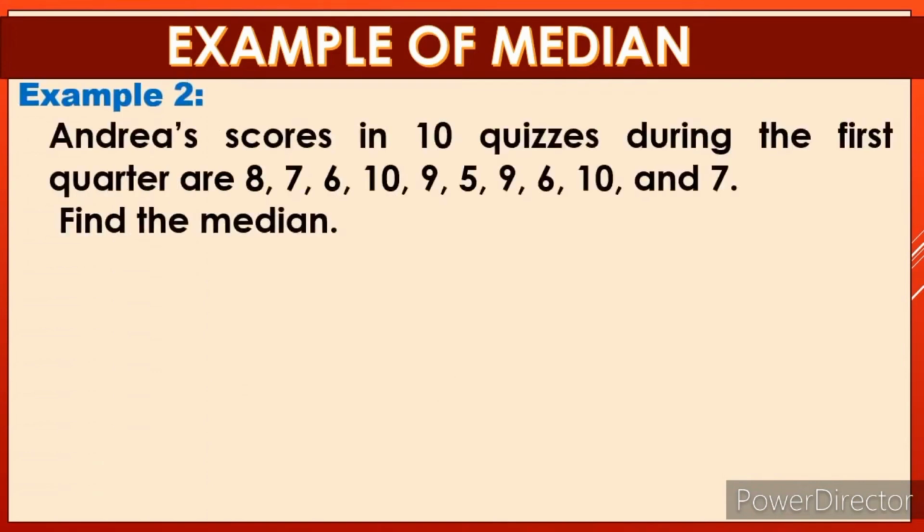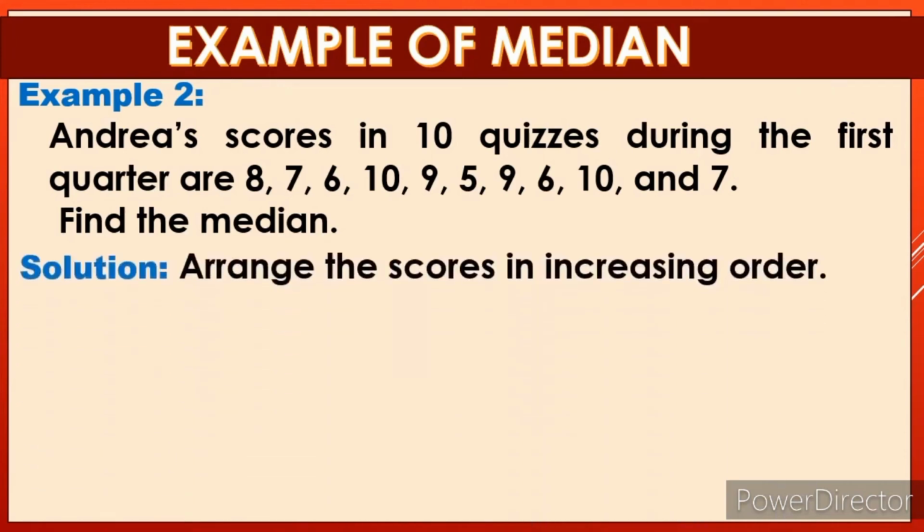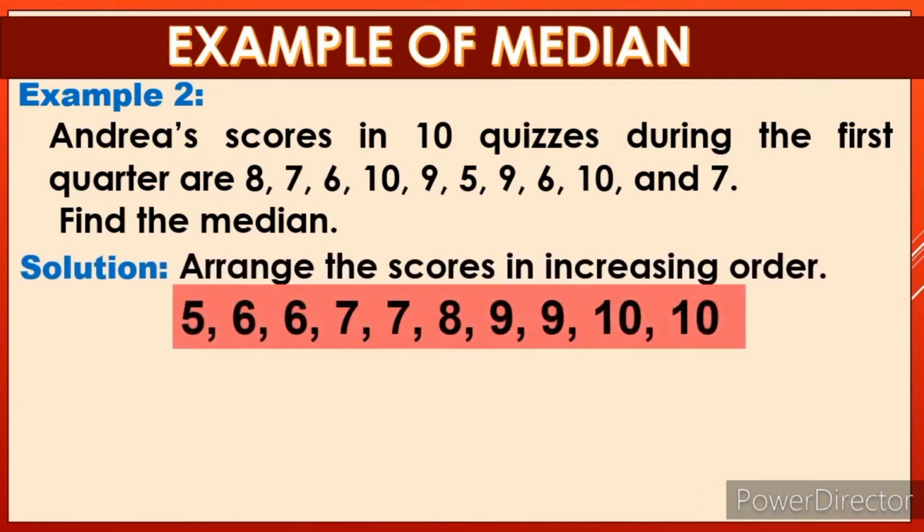Now let's have example number 2. Andrea's scores in 10 quizzes during the first quarter are 8, 7, 6, 10, 9, 5, 9, 6, 10, and 7. Then find the median. Now this is the solution to find the median. We're going to first arrange these scores in increasing order. Now we have these scores: 5, 6, 6, 7, 7, 8, 9, 9, 10, 10.